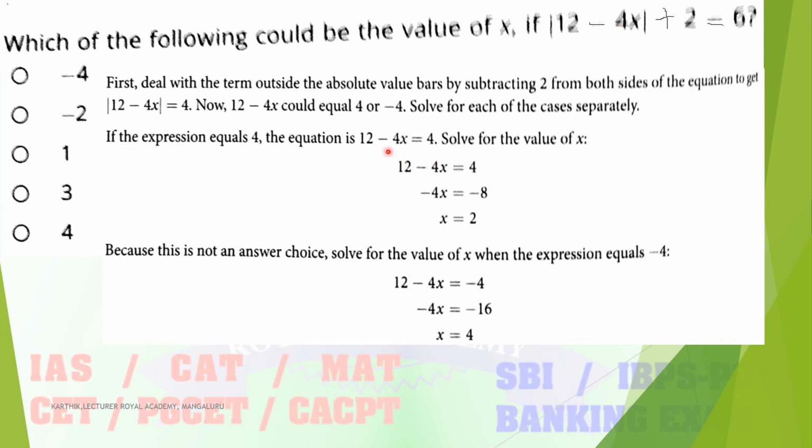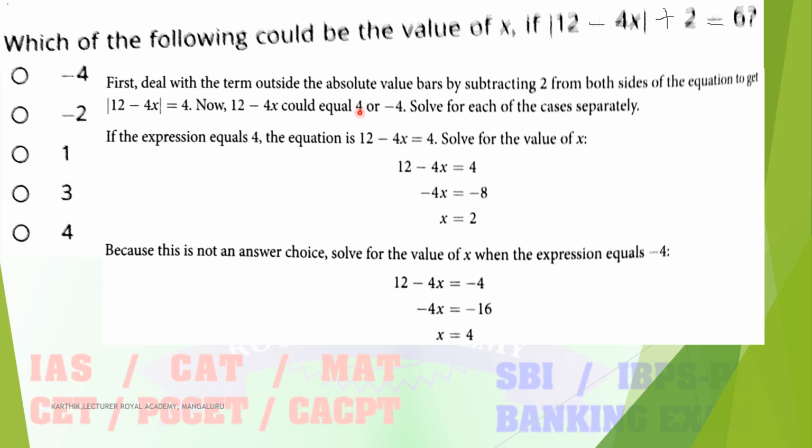So mod is there, right? So either 12 minus 4x is equal to 4, or 12 minus 4x is equal to minus 4. Two different answers you're getting. So in two cases you determine the value of x and check which value is there in the options. Okay, so I will take the first expression 12 minus 4x, because here mod is there. So mod is nothing but plus or minus answer. 12 minus 4x is equal to 4.